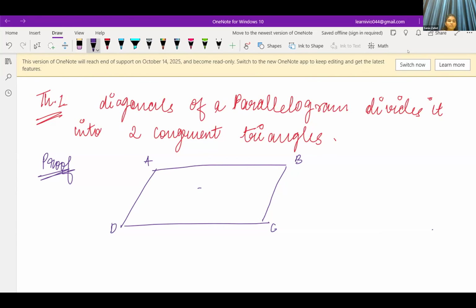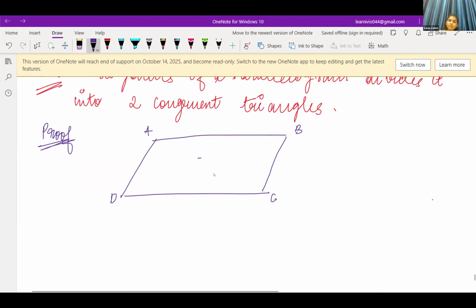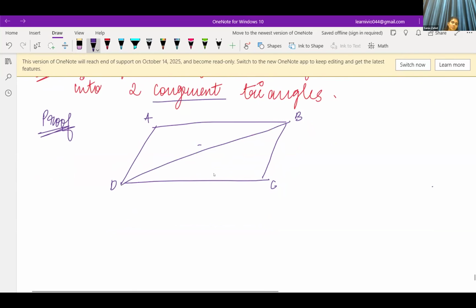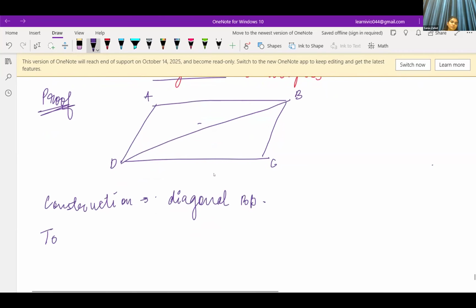Yes, ma'am. Okay. See, children, for a parallelogram, they're telling you that if you draw a diagonal, it divides it into two congruent triangles. So first of all, draw a diagonal. Let's suppose I draw the diagonal BD. So what is the construction? Just write down construction: diagonal BD. Okay. Now what do you have to prove? To prove is, children, triangle ABD is congruent to triangle BCD. This is what you have to prove. Okay. Now we come to the proof.